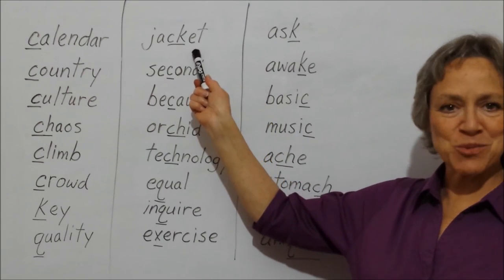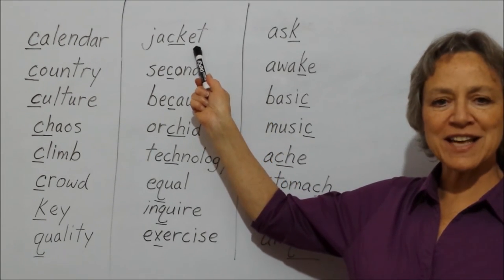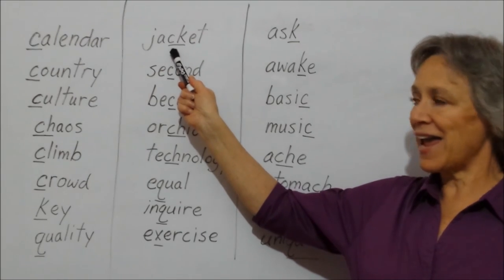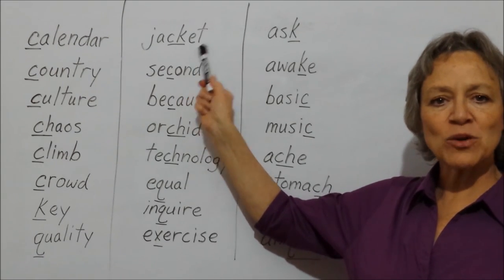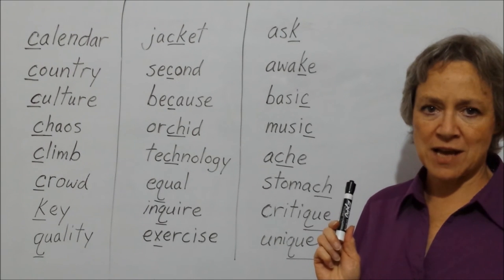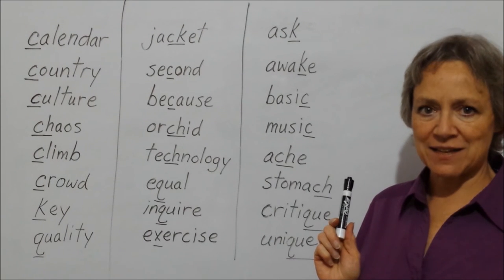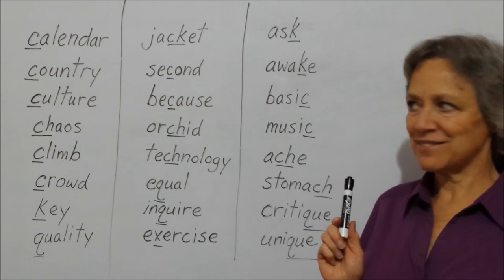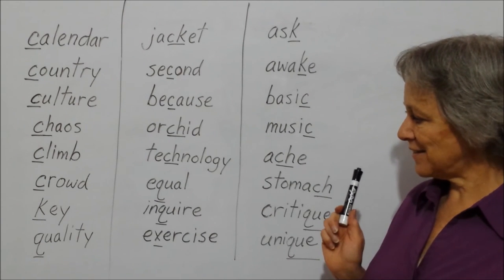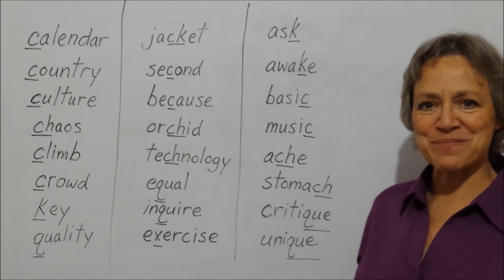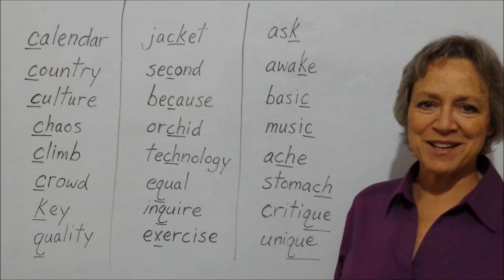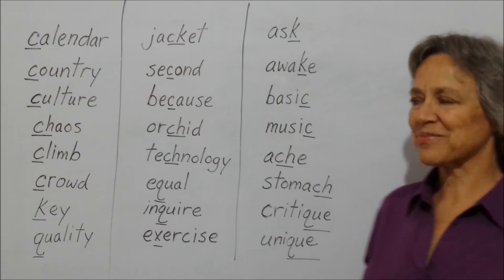Let's see. Please notice in this word, I have both the letter C and the letter K. They only make one K sound. Okay? Jacket, jacket. And let's go on to the next column, okay? Please practice saying these words as well.